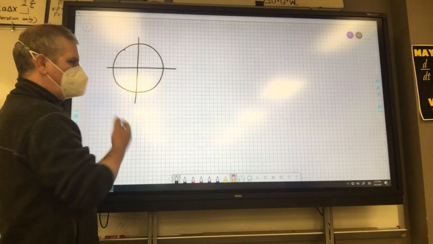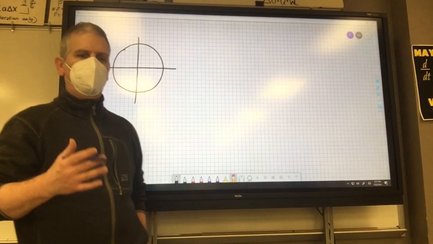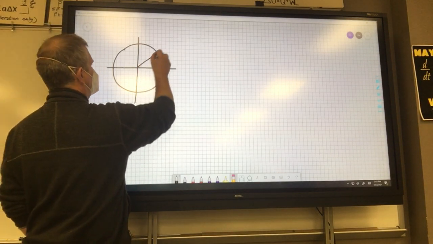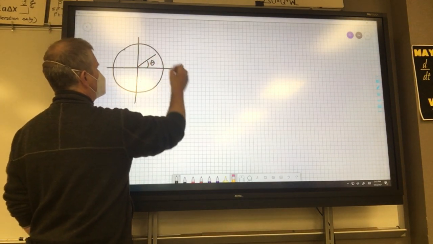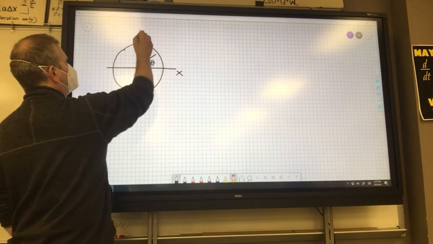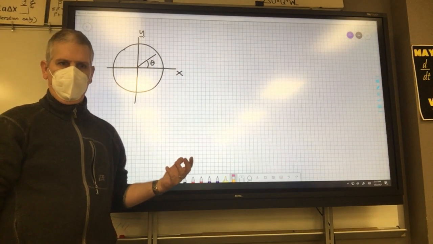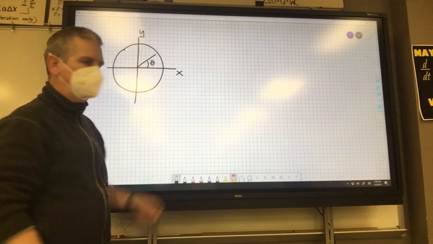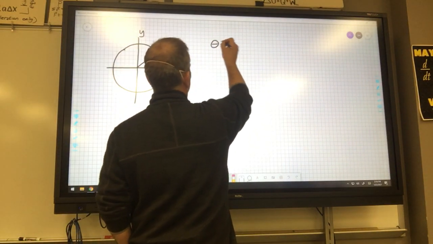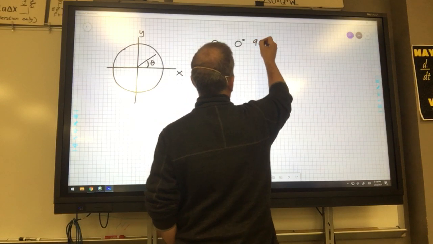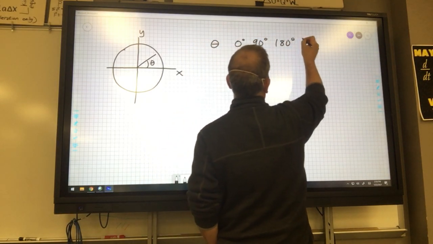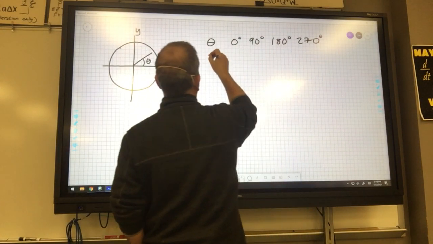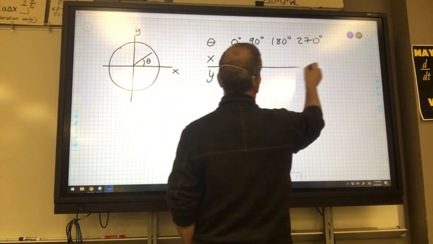But let's talk today about how we would find different things about this circle, but only related to theta. So if theta, for instance, is from here to here, there's theta. This is the x-axis, the y-axis, obviously. The first thing we do in physics is we talk about position. Well, let's talk about the x and y positions relative to theta around this circle. So here's theta, and we're going to do 0 degrees, 90 degrees, 180, and 270. Okay? And we're going to find the x positions and the y positions for all of those.